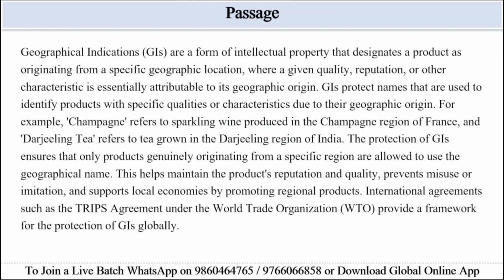We will read the passage. Geographical indications, GIs, are a form of intellectual property that designates a product as originating from a specific geographic location where a given quality, reputation, or other characteristic is essentially attributable to its geographic origin. GIs protect names that are used to identify products with specific qualities or characteristics due to their geographic origin.